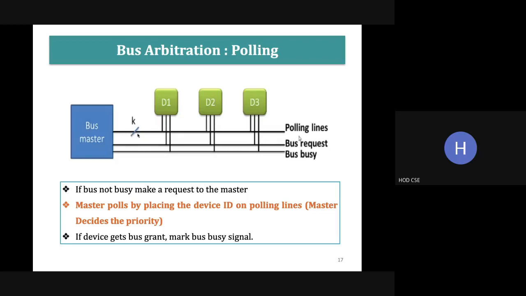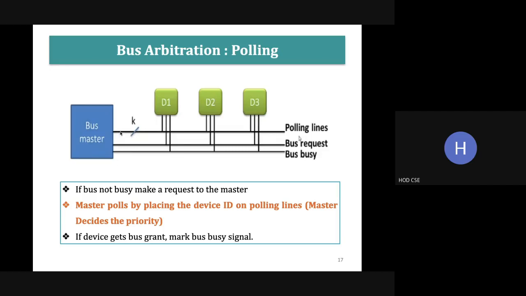Okay. So suppose there is a request, again let us take a request from D3. So the bus master, according to the priority, will select the device, and the device ID of D3 will be transmitted over these lines. Okay. So this K refers to K lines here. That is K devices. So K devices are there, and there are K lines.